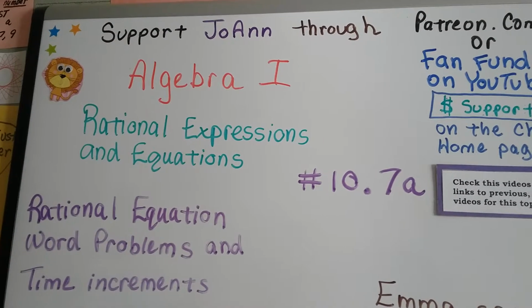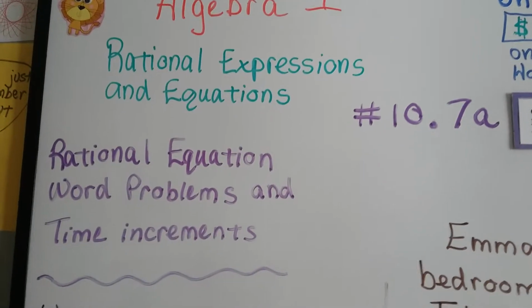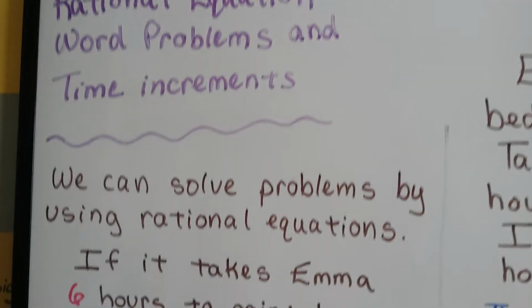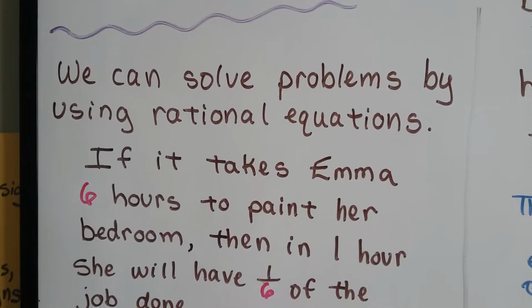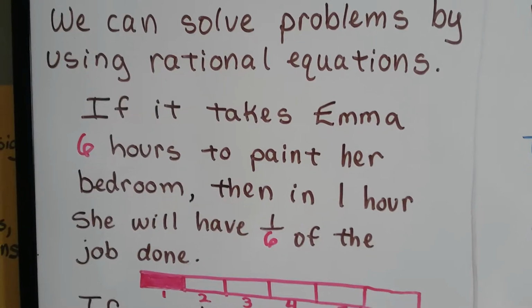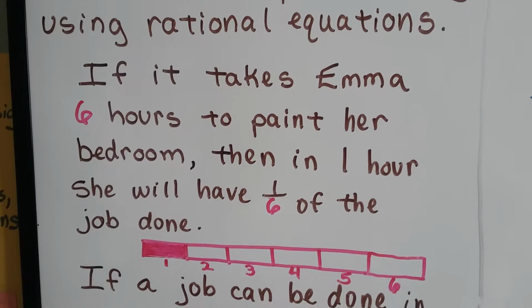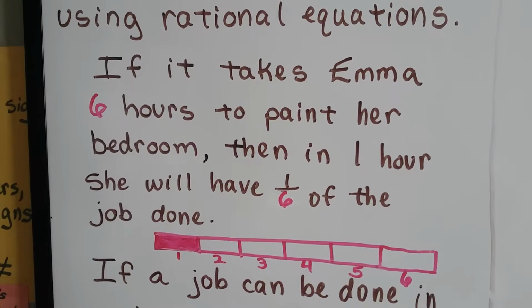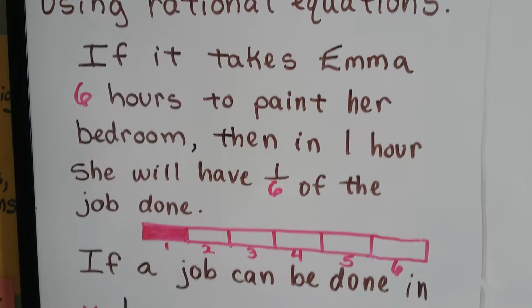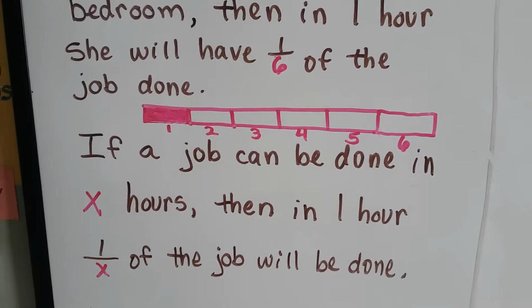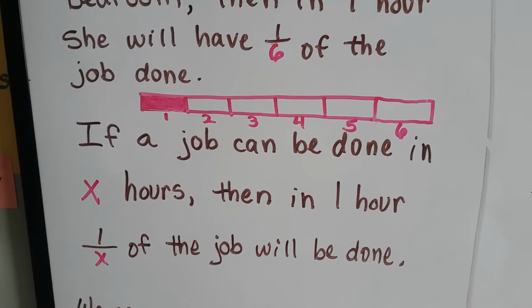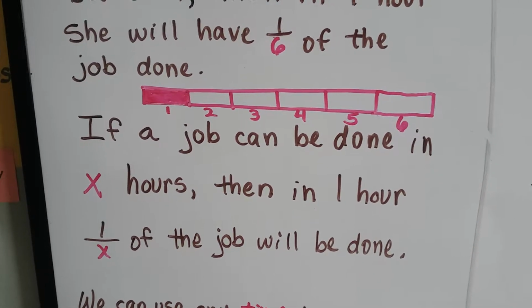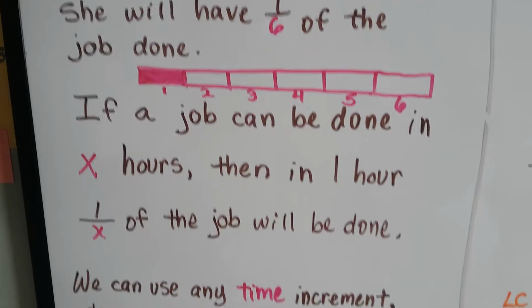Algebra I, 10.7a, rational equation word problems and time increments. We can solve problems by using rational equations. If it takes Emma 6 hours to paint her bedroom, then in 1 hour she'll have 1/6 of the job done. So if a job can be done in x hours, then in 1 hour, 1/x of the job will be done. That increment will be done.